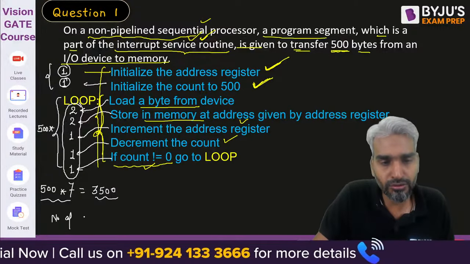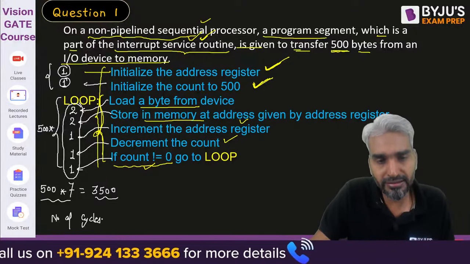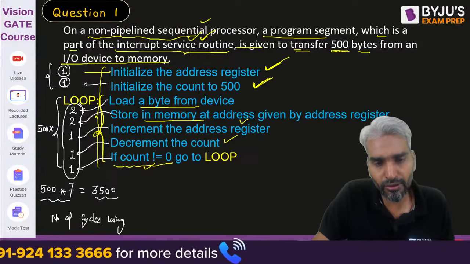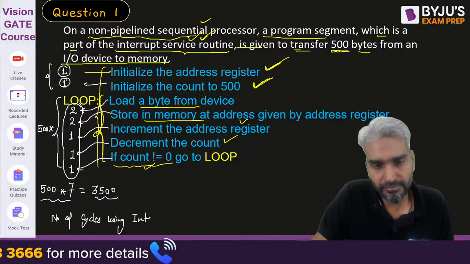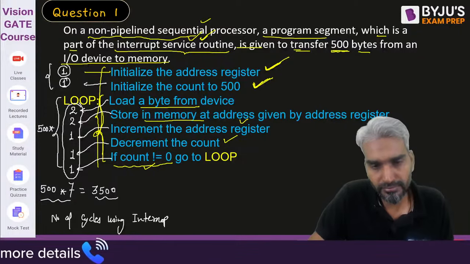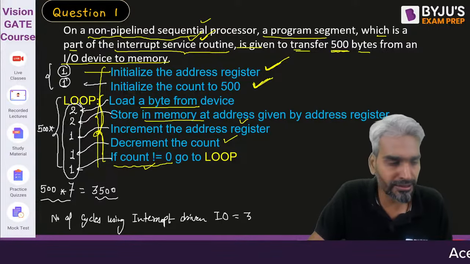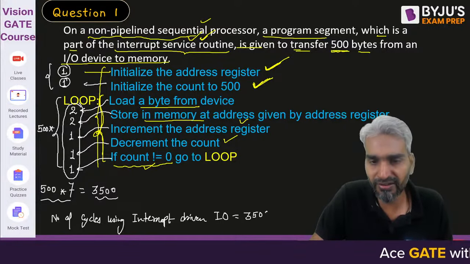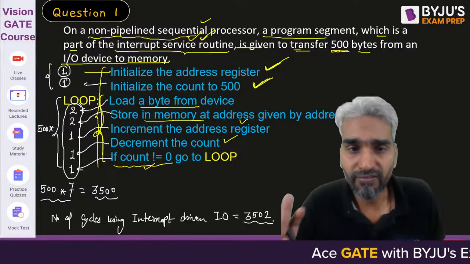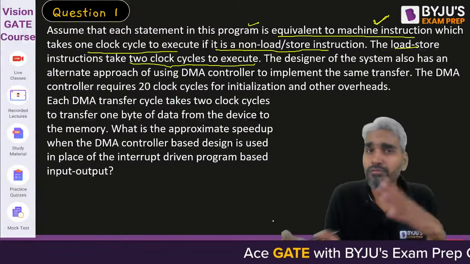So if I ask you what will be the number of cycles using interrupt driven IO, not very difficult, but just try to understand. The number of cycles using interrupt driven IO will be 3502. Okay sir, good enough.